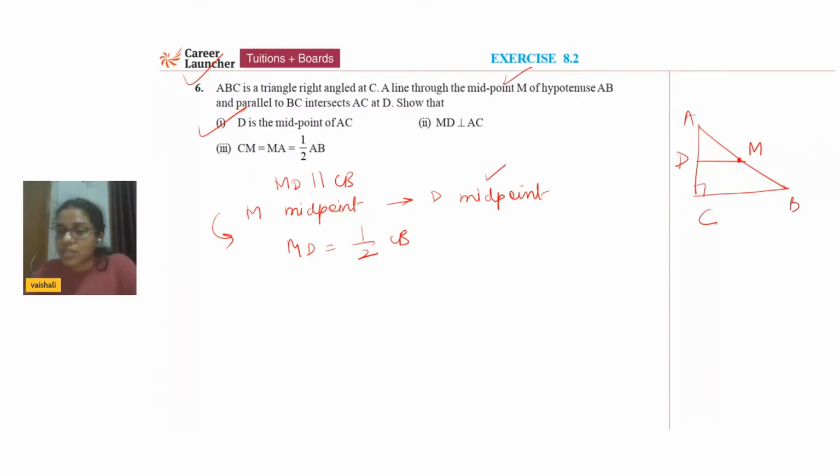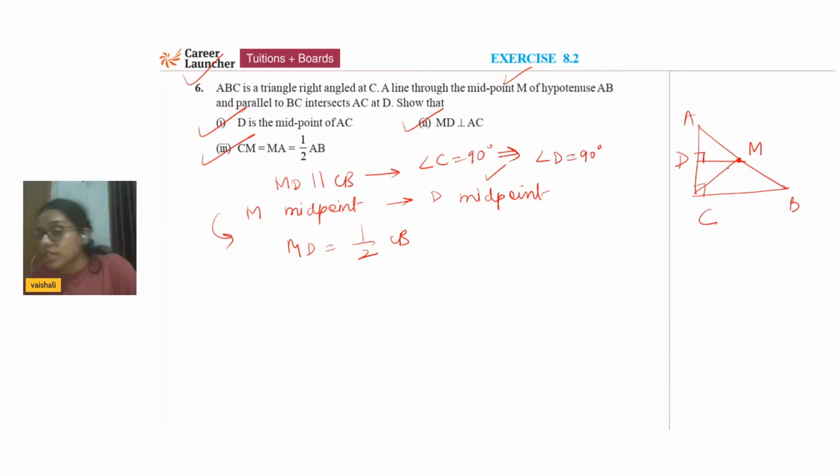And how do I show that MD is perpendicular to AC? Can I say that if my MD is parallel to CB, my angle C is 90 degree. So it directly implies my angle D is also 90 degree. And so this is also 90 degree. So it means that MD is perpendicular to AC. Now looking at the next thing, CM is equal to MA, which is equal to half of AB. So CM means we need to join these two lines.